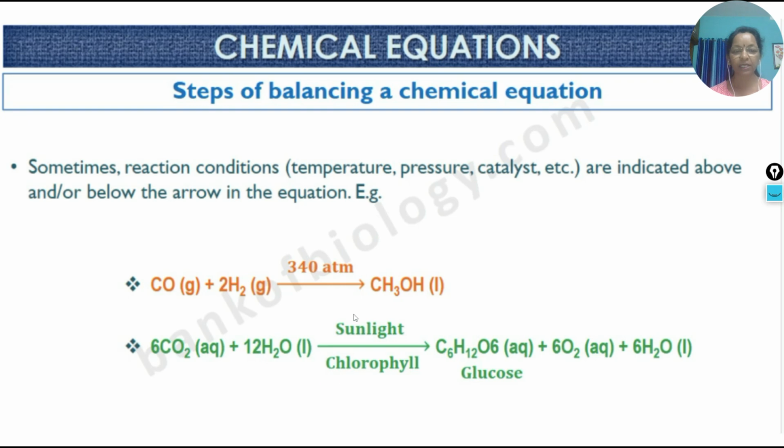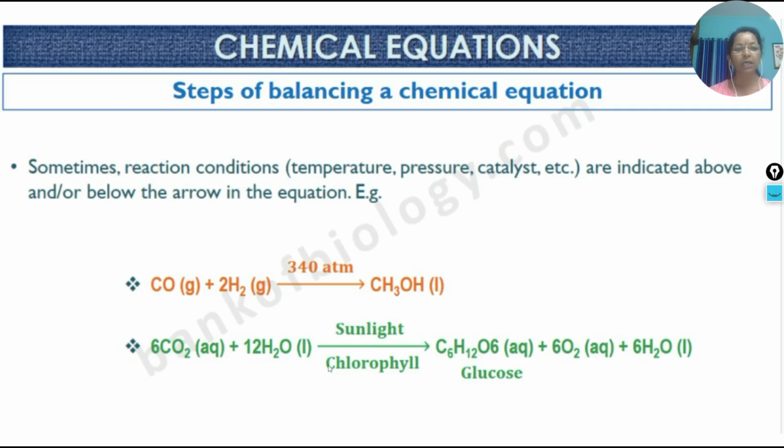Okay, so these kind of things. Temperature also, if you want, you can write 110 degrees Celsius or Kelvin, whatever it is. You can include the temperature, pressure or catalyst in the equation so that the equation becomes more clear. Okay, that's it.